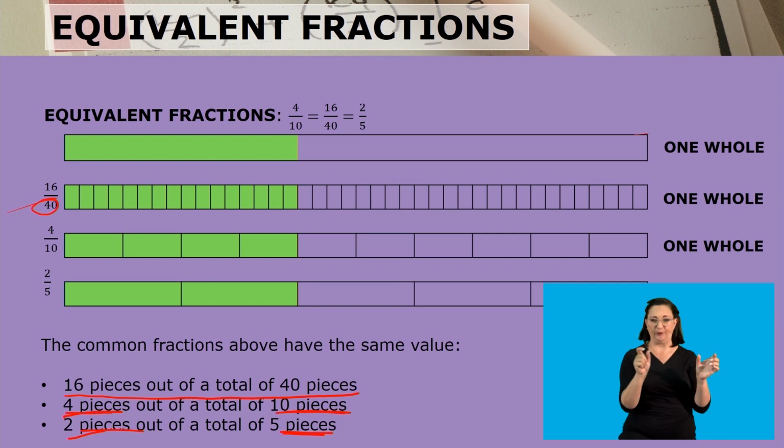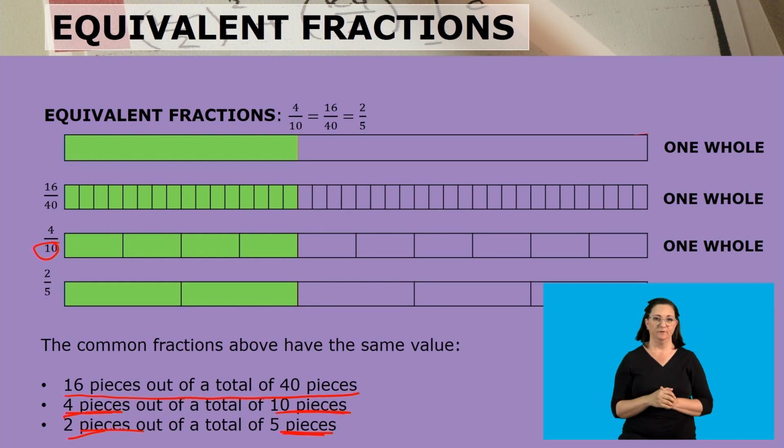So what do we do? We simplify. And when I simplify, I can now take that whole and cut it into 10 pieces. And when I cut it into 10 pieces, I'm no longer taking 16, I'm just taking 4. So I'm just taking 4 pieces out of a total of 10 pieces.